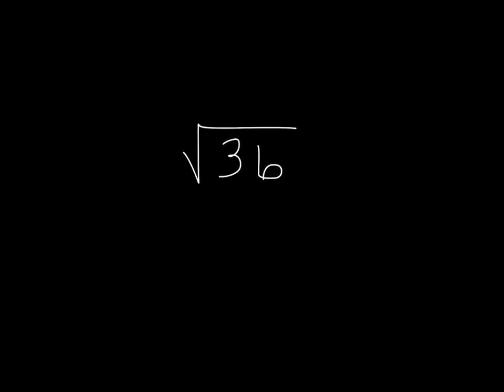Okay, let's talk about, first of all, what a square root symbol is. A square root symbol means we're looking for the number that multiplied by itself equals that number. So for this one, we could read that radical 36 or square root of 36. Because 6 times 6 equals 36, the square root of 36 is 6.